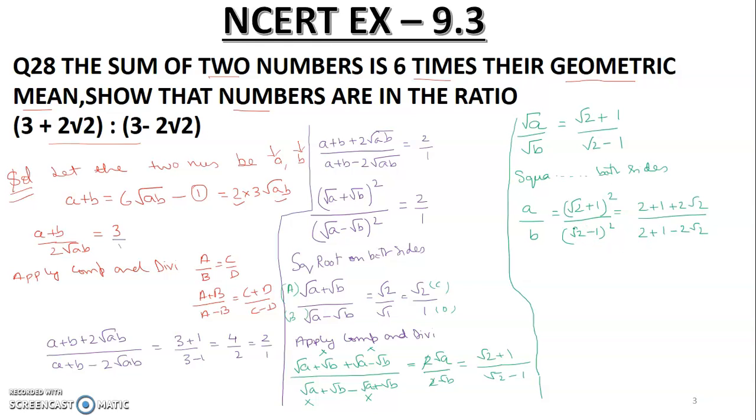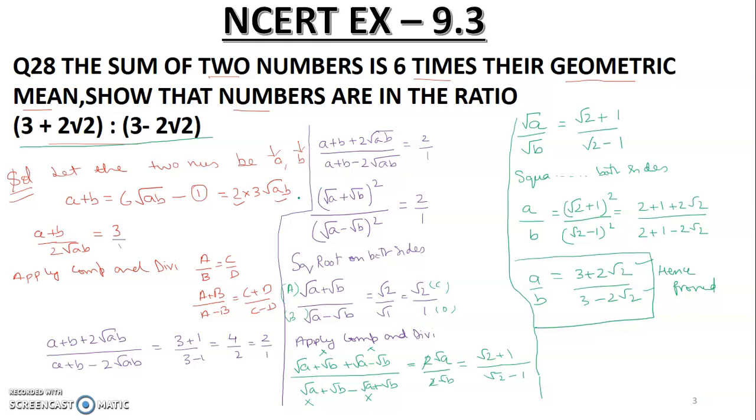Okay, now see this root 2 whole square is 2, 1 square is 1, minus twice AB, correct? So 2 plus 1 is 3. I can write here 3 plus 2 root 2, over 3 minus 2 root 2. So that is what we have to show, that A by B is equal to this. Okay, hence proved. See here, that is what we have to show. The two numbers are in the ratio 3 plus 2 root 2 is to 3 minus 2 root 2. So that is what we are getting.